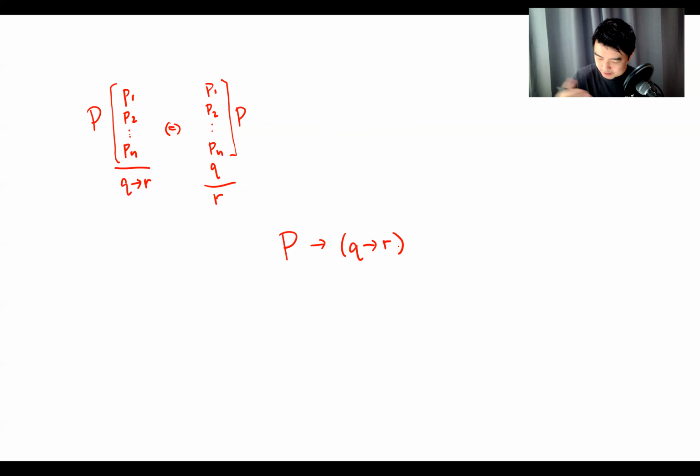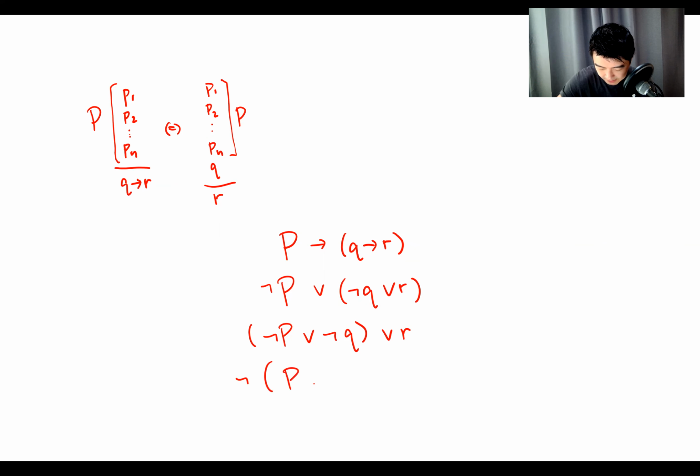Let's do a little bit of algebra here. I'm going to get not P or not Q or R. Now, since both of these are ors, I can move the bracket over. That is called the associative law. Using the associative law, I can do this, and then I can pull the negations out of the bracket. I'm going to get not (P and Q), and now I have P and Q implies R, since not X or R gives me X implies R.